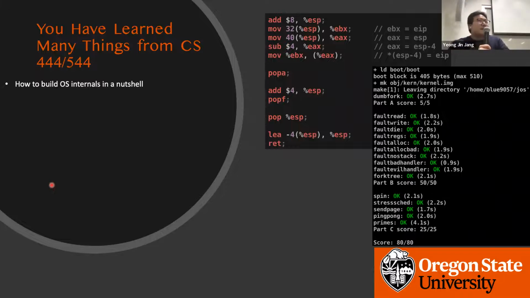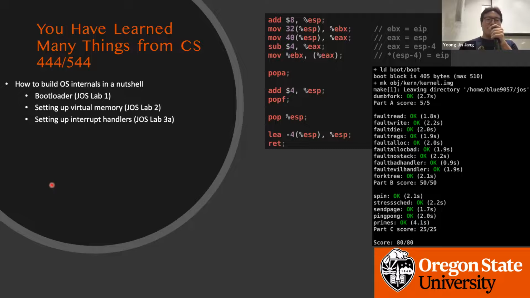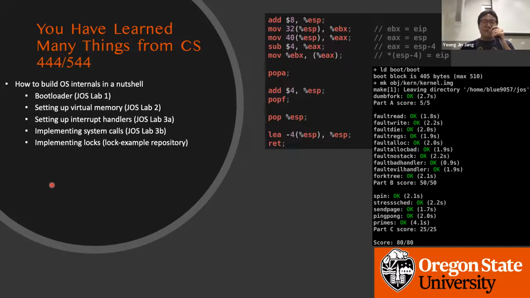So as a final remark, what I want to emphasize is that in this class, yes, I asked you to do too many things, I know, but that means you learned about many things from computer science and systems in this class. So you went through building an operating system by your own hand in a nutshell. Starting from the bootloader, you know how to set up virtual memory, interrupt handlers, system calls, locks, copy-on-write fork, and then preemptive multitasking.